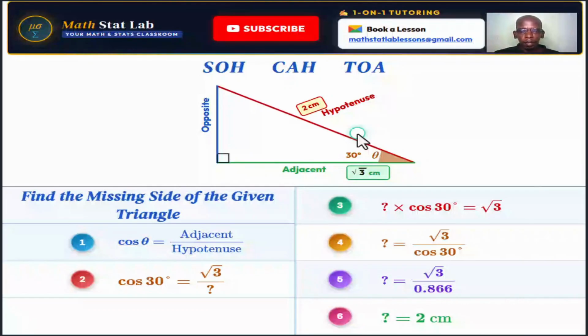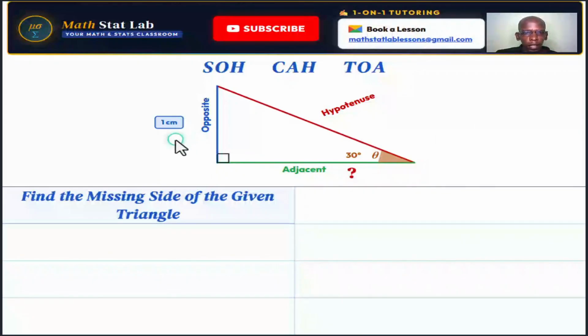How about if we are supposed to use tangent or tan to find any missing side of this triangle? How do we go about it? So let's say, for example, we are given the opposite, which is 1 centimeter, and then we are told to find the adjacent, and then of course we are given the angle, which is 30 degrees. What we are supposed to do is, of course, find the sides we are given. We are given opposite, which is O, and then adjacent, which is here.